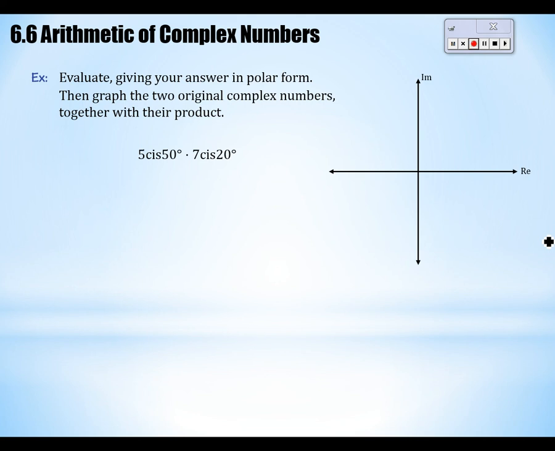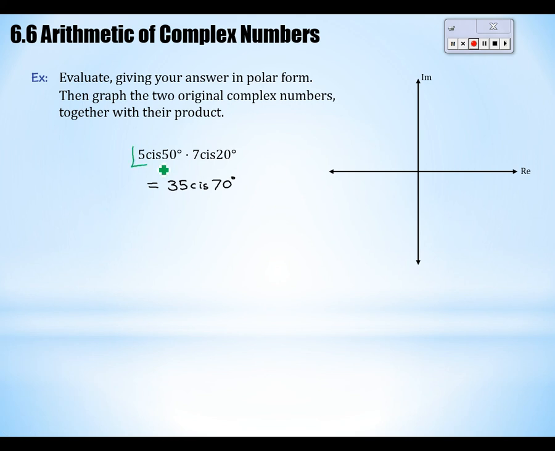I want to say a few things about why there's something cool going on here too that might be visual in nature as well. The product here is not hard to say. It's 35 what? Cis 70. Wonderful. So let's plot these things.